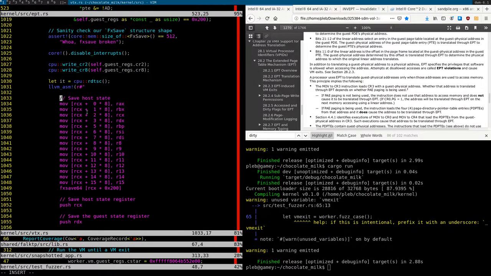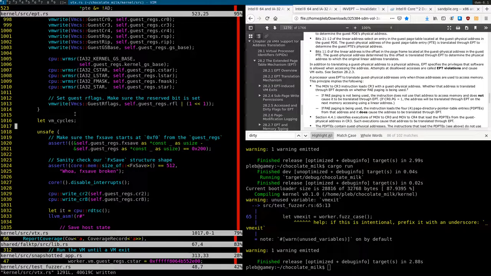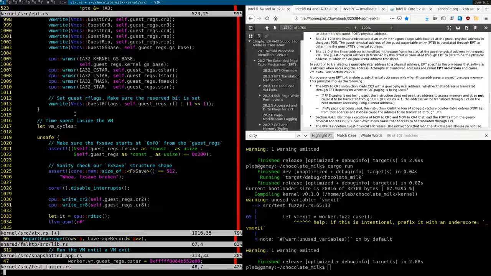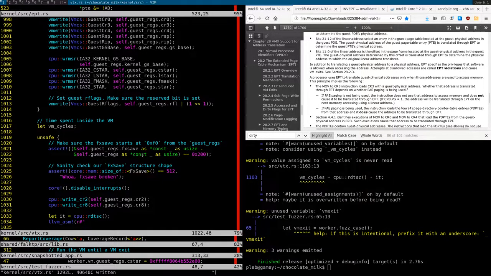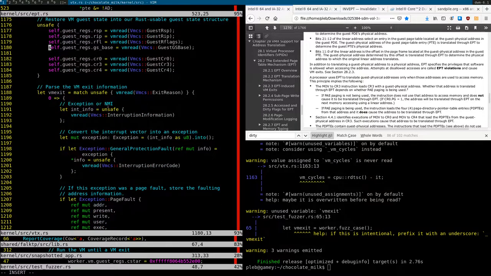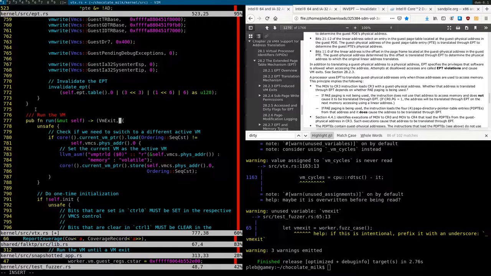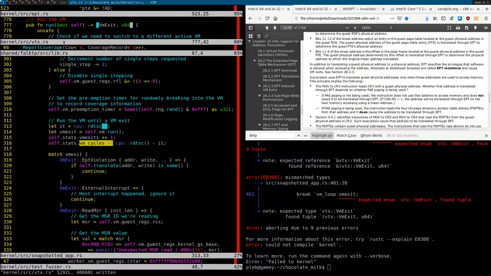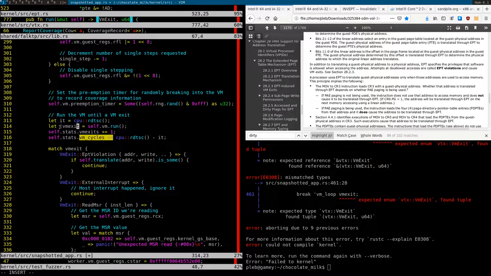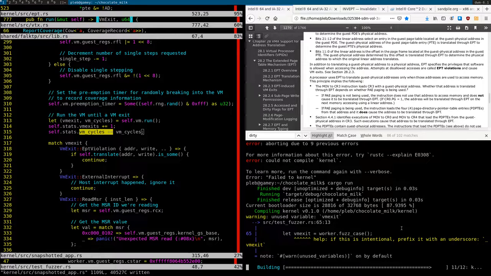So what we can do is we can set let VM cycles. And this is time spent inside the VM. Okay, VM cycles 1163. So we assign to that there. And so now we're not recording all this shit. And then VM exit, we'll just return VM cycles as well as the VM exit. Simple. Then we gotta fix this. VM exit, VM cycles. Now we have a much tighter loop there. So now our stats are even more accurate and they include even less of the overhead.